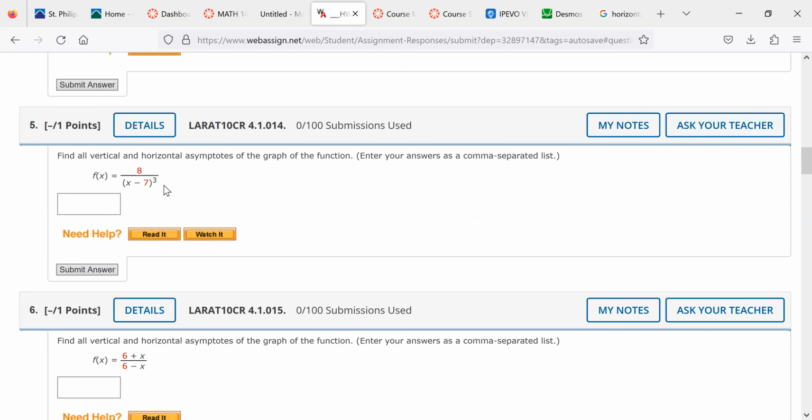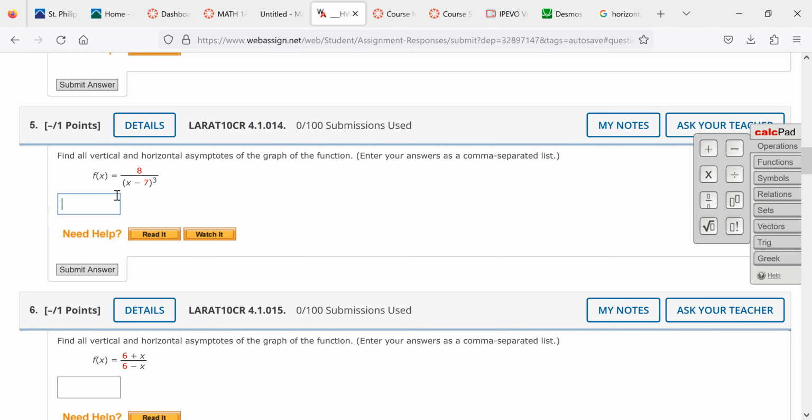So number 5, the degree of the bottom will be 3 once you FOIL it all out, expand it. I just gotta remember them. I recommend just having them written down for your formula sheet on test 3. That way you don't have to worry about it. This guy, x equal to 7 would be the vertical, y equal to 0.